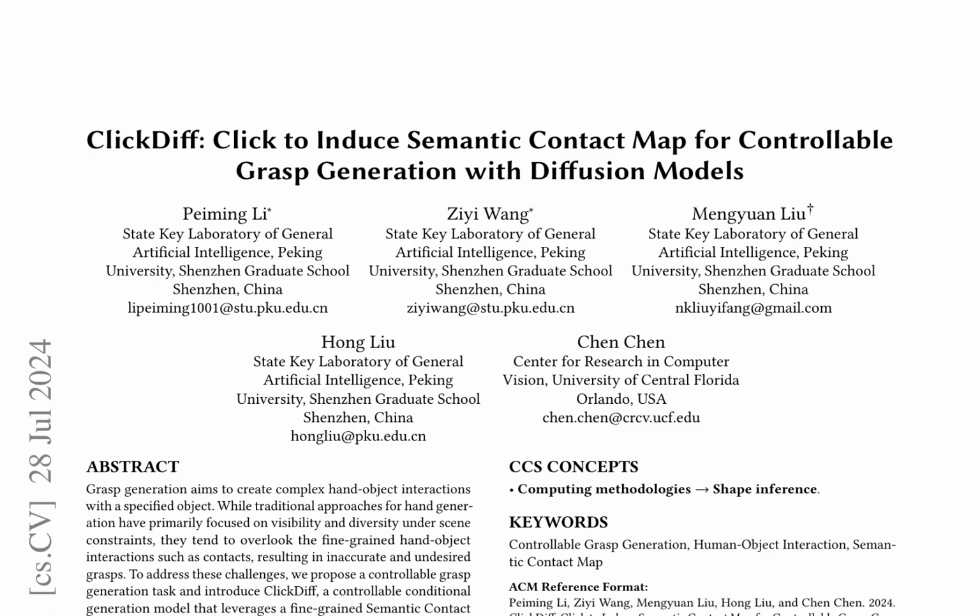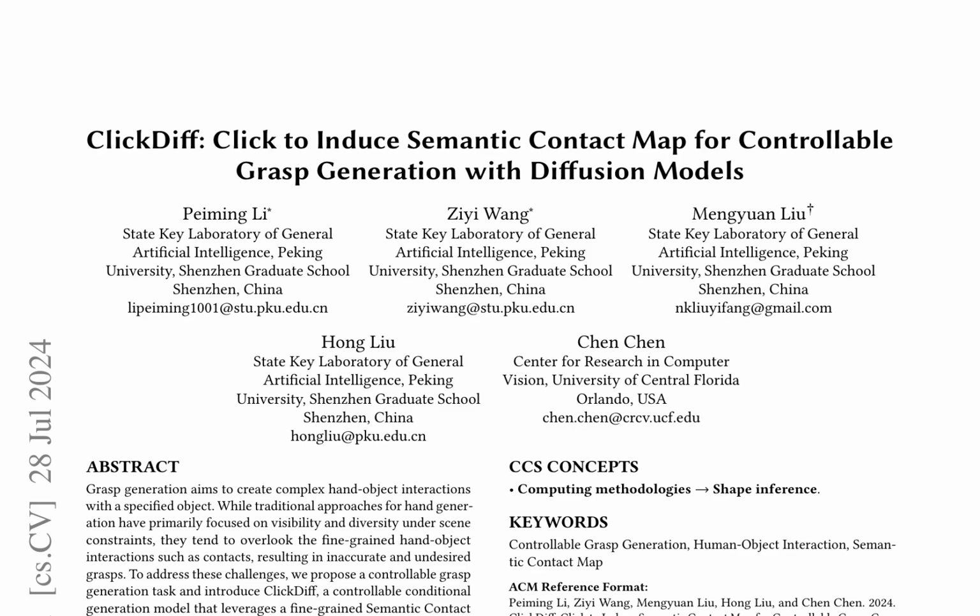This research introduces ClickDiff, a controllable conditional generation model for grasp generation that leverages a fine-grained semantic contact map (SCM) to address the limitations of traditional approaches. SCM is a novel contact representation method that obtains representations of points on the object that are touched and the fingers touching those points, enabling customization through clicking to achieve user-controlled interactive generation.